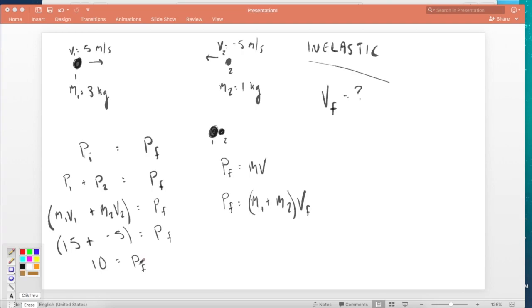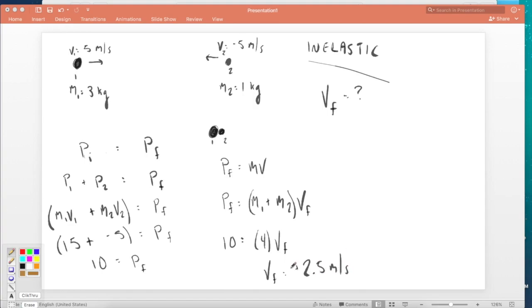So now I can start plugging numbers in pretty simply. My final momentum is 10. How do I know that? Because I solved for the initial momentum before the collision. Momentum is conserved, so the momentum after the collision is still 10. That equals the total mass of this object after they collide and stick together, which is the mass of 1, which is 3, plus the mass of 2, which is 1. That's going to be a 4 times my final velocity. Divide both sides by 4. My final velocity should be positive 2.5 meters per second.